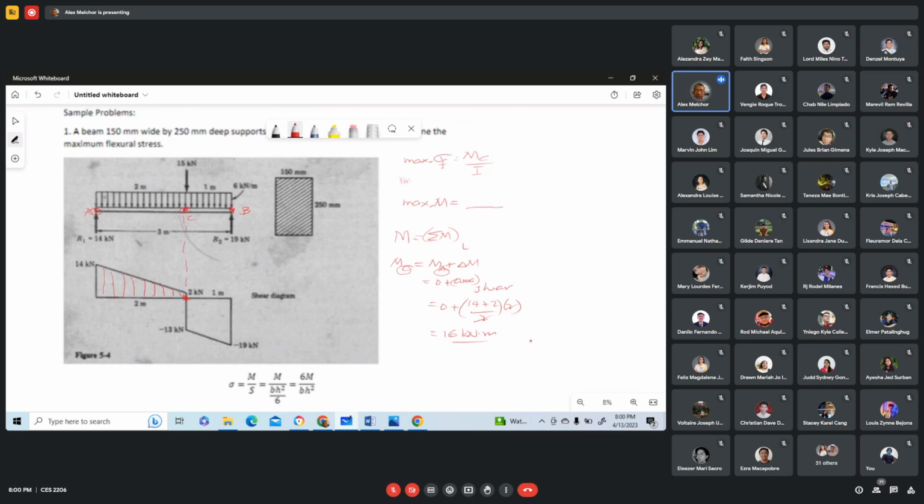So, the maximum stress, therefore, is equal to 16 times 10 cube, multiplied by C. Now, the value of C is from the neutral axis to the farthest fiber. Okay? And since it is symmetrical, that is also C. And that is 1/2 of 250. So in meters, 0.12 meters divided by 2. Oh, no, no, no. 0.12, that's already one half.